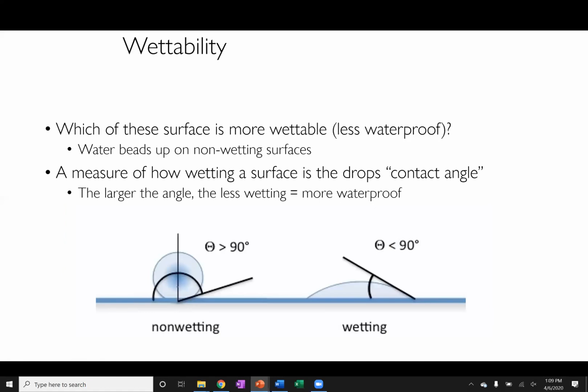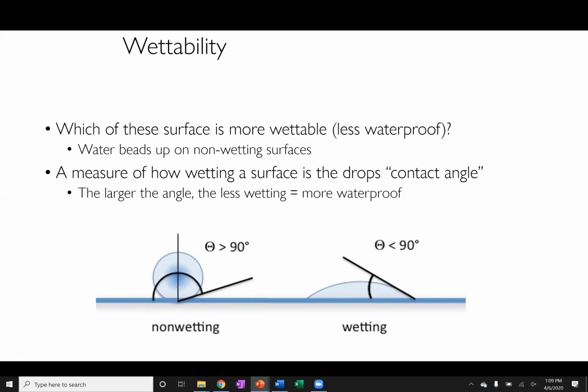And so we can actually physically measure wettability essentially by measuring these contact angles. And so all we physically do is just measure the angle of this vertical angle here that we can measure. And so in this case, we have a non-wetting substance. It has an angle greater than 90 degrees. We have a wetting substance that is less than 90 degrees.